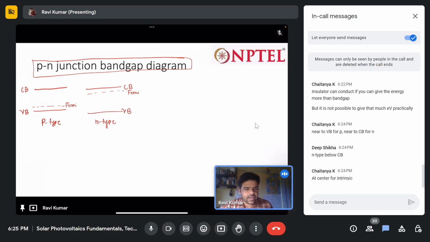Yes, you are right, Deepsika. N-type is below the conduction band. Yes, Deepsika is also right.